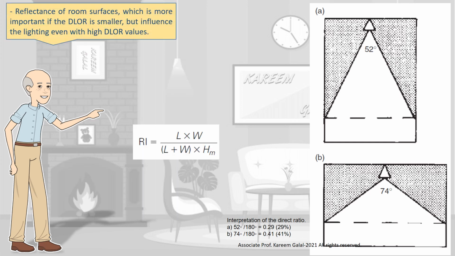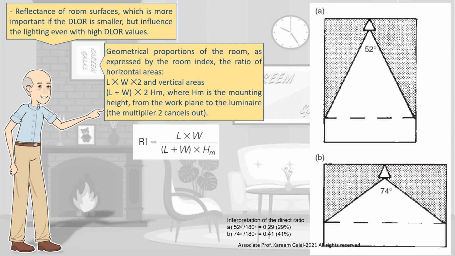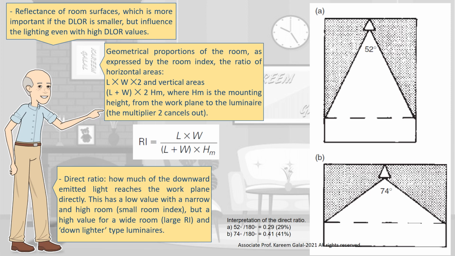Reflectance of room surfaces, which is more important if the DLOR is smaller, but influences the lighting even with high DLOR values. Geometrical proportions of the room, as expressed by the room index, the ratio of horizontal areas, L W, and vertical areas, L and W, times 2 h, where h is the mounting height from the work plane to the luminaire, the multiplier 2 cancels out. Direct ratio, how much of the downward emitted light reaches the work plane directly. This has a low value with a narrow and high room, small room index, but a high value for a wide room, large RI, and downlighter type luminaires.